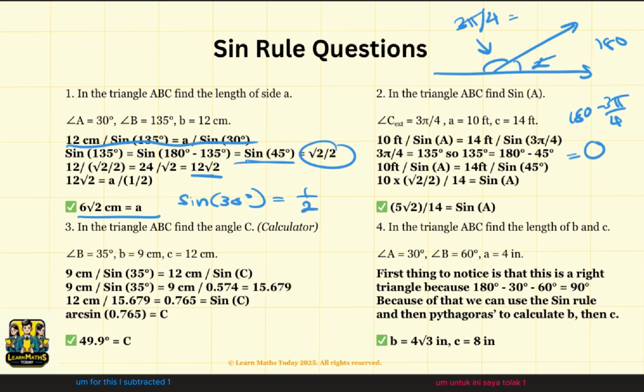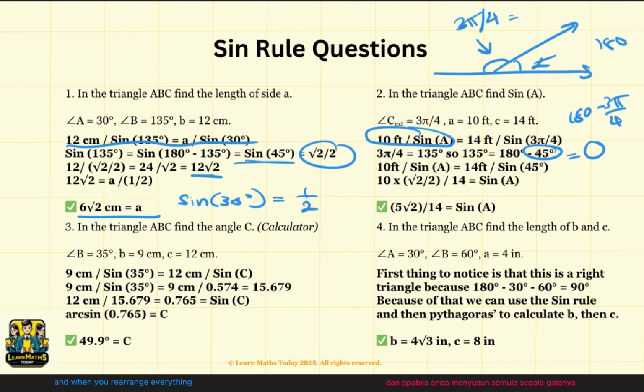So for this, I subtracted 180 by 135, which would give us 45. So 45 degrees is going to be the internal angle. So now we know that we have 10 feet divided by sine of A, which is what we want to find, is equivalent to 14 feet divided by sine of 45 degrees. And then using the unit circle, that's going to give us 10 feet over sine of A is equivalent to 14 divided by root 2 over 2.